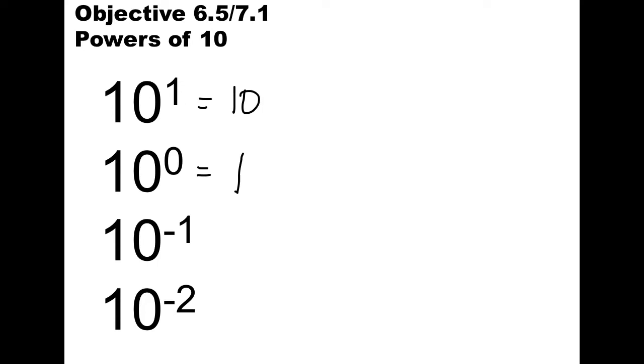And what about 10 to the negative first power? So we write that as 1 over 10 to the first power, which is going to equal 1 over 10. Let's write it as a decimal, is 0.1. So let's go ahead and write out now 10 to the negative 2.